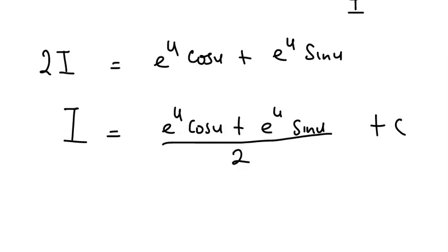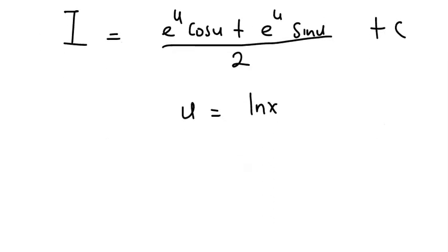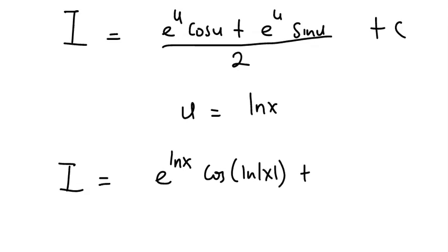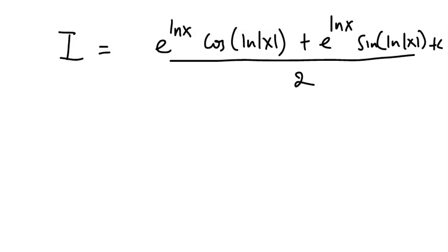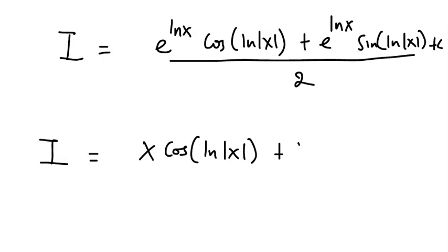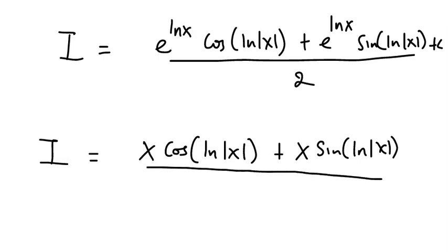But this is not yet our answer. Our answer needs to be in terms of x. Remember that u is equal to the natural log of x, and again we're going to substitute. So we get I is equal to e raised to the power of ln of x times the cosine of ln of x plus e raised to the power of ln of x times the sine of ln of x, then divided by 2, then plus c. E raised to the power of ln of anything will give us that thing. Don't forget that. So we finally get x multiplied by the cosine of ln of x, then plus x multiplied by the sine of ln of x, then divided by 2, then plus c.